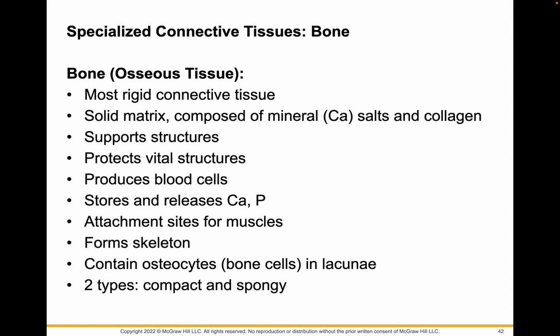Osteo also means bone. You've probably heard of osteoporosis, or holes in the bone. Well, osteocytes are bone cells. They also live in lacunae like our cartilage did. And we have two types, compact bone and spongy bone.